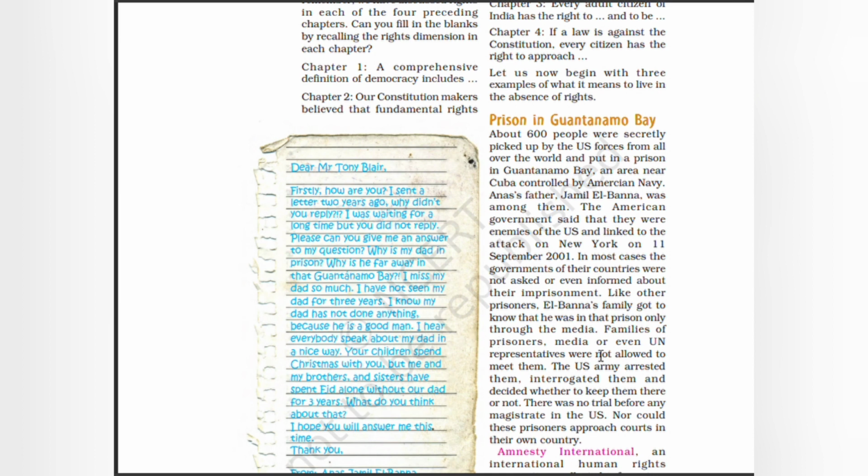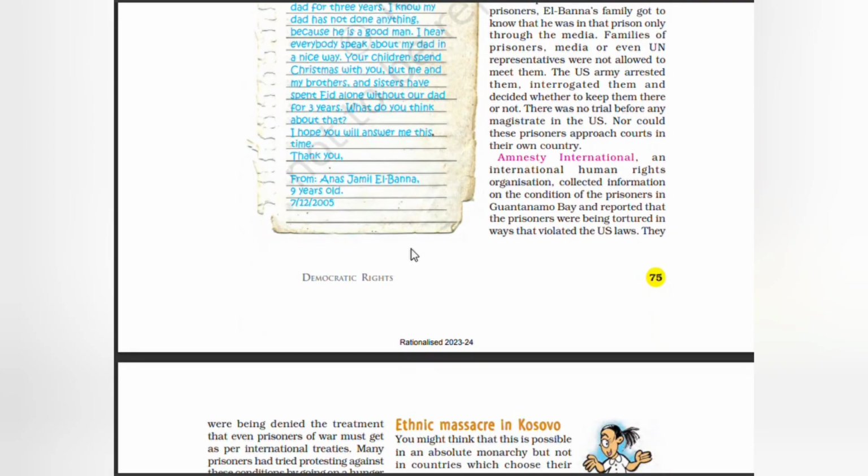Families of prisoners, media, or even UN representatives were not allowed to meet them. The US Army arrested them, interrogated them, and decided whether to keep them there or not. There was no trial before any magistrate in the US, nor could these prisoners approach courts in their own country. Amnesty International, an international human rights organization, collected information on the condition of the prisoners in Guantanamo Bay and reported that the prisoners were being tortured in ways that violated US laws.